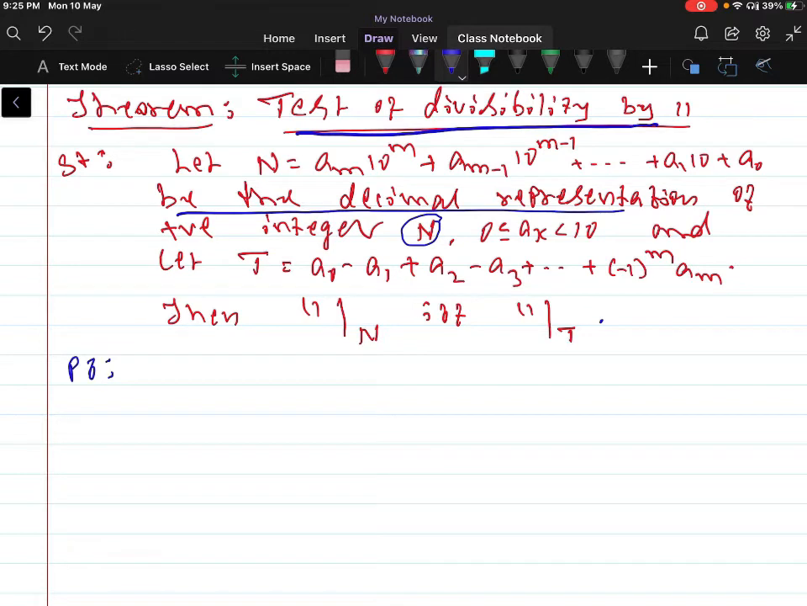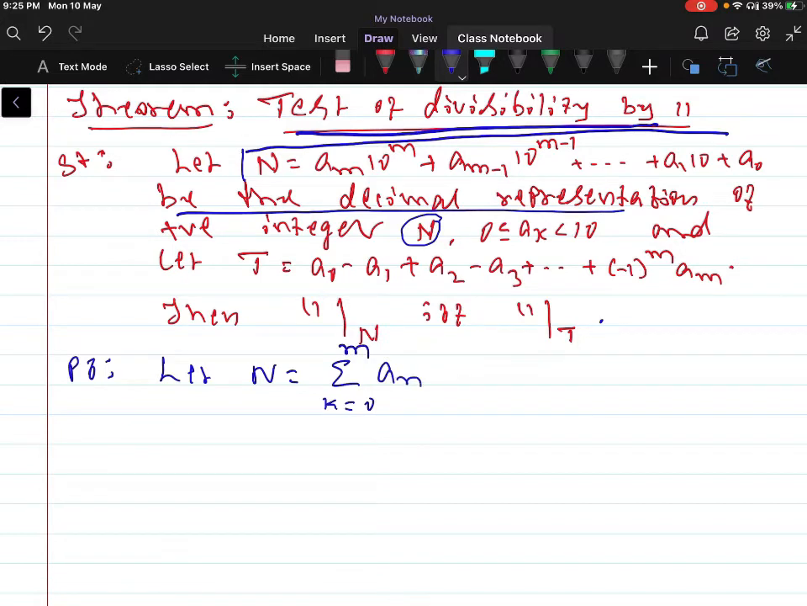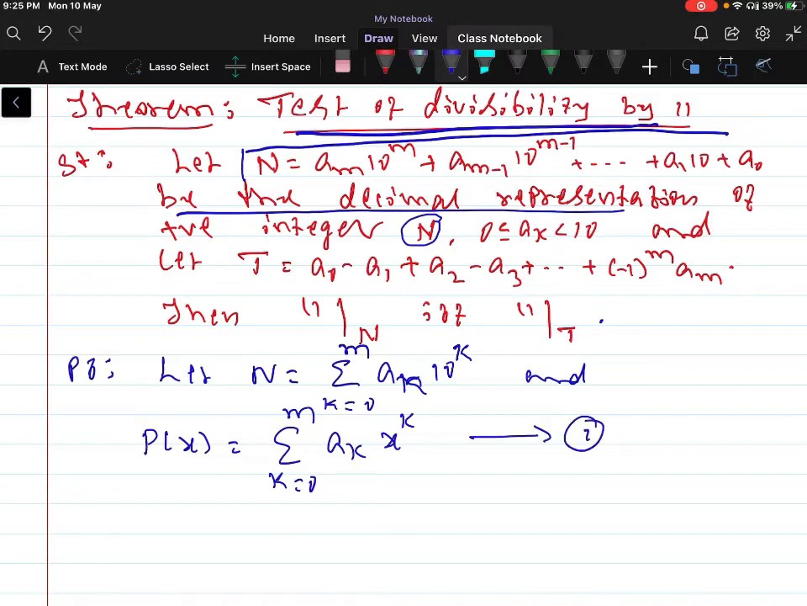Proof is very simple. Let n be equal to, that is the given decimal representation, summation of k equal to 0 to m ak into 10 to the power k, and we consider the polynomial p of x, that is equal to summation of k equal to 0 to m ak into x to the power k. Let us call this equation number 1.